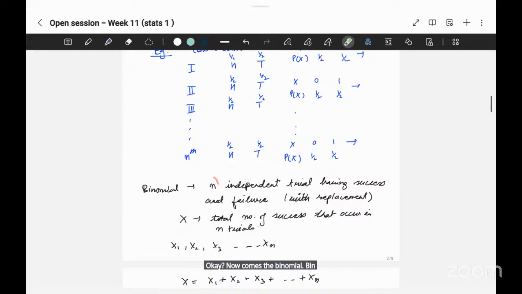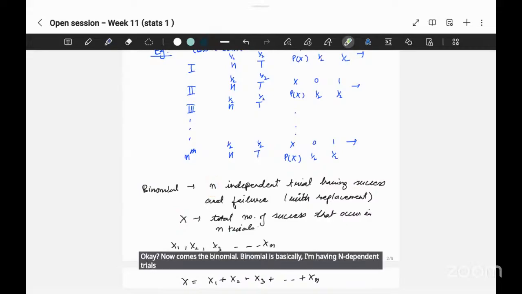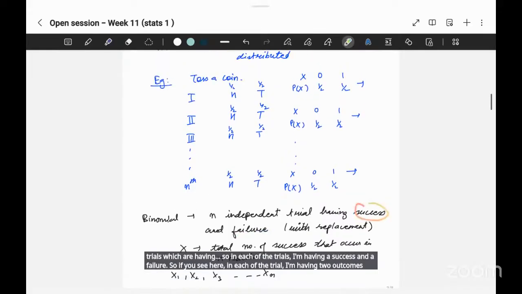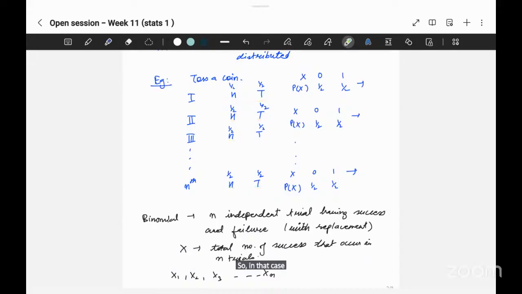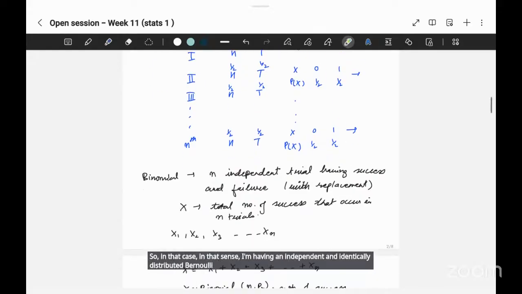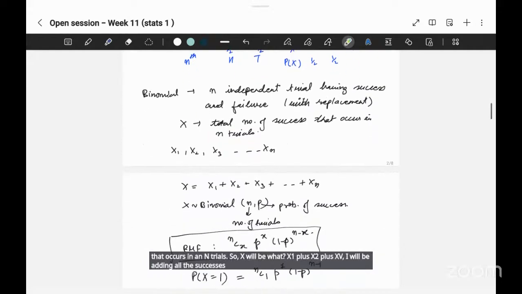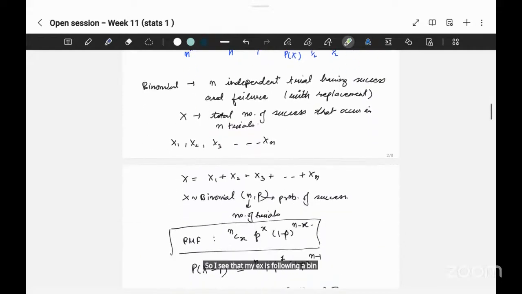Now comes the binomial. Binomial is basically when I have n independent trials, and in each trial I have two outcomes, a success and a failure. So each of the trials is basically a Bernoulli trial. In that sense, I have n independent and identically distributed Bernoulli trials. So X is basically the total number of successes that occur in n trials. So X will be X1 plus X2 plus X3, adding all the successes. So I say that my X is following a binomial distribution with parameters.